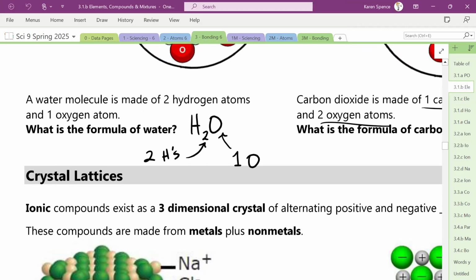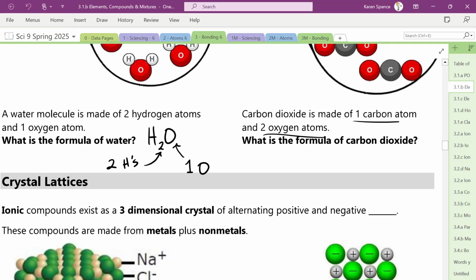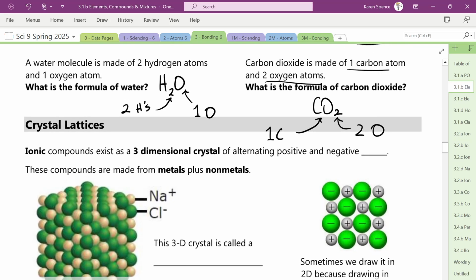All right. So we have carbon dioxide. Oh, and it got rid of my last writing. So we had CO2. So we have 1 carbon, and we have 2 oxygens. So those are compounds.